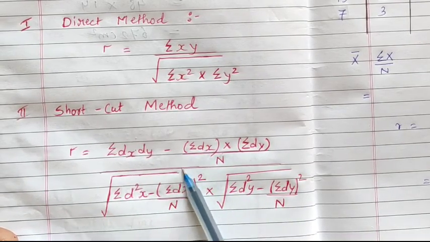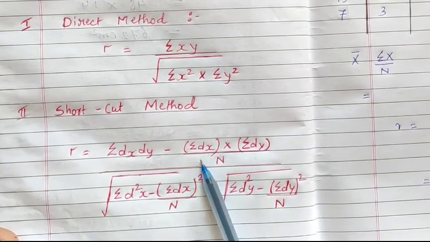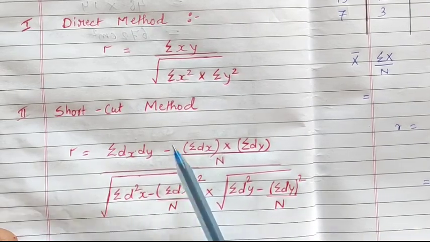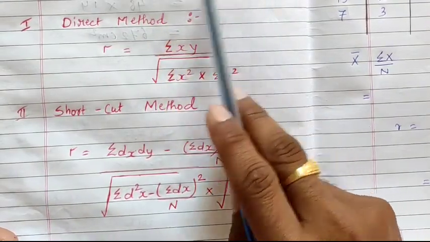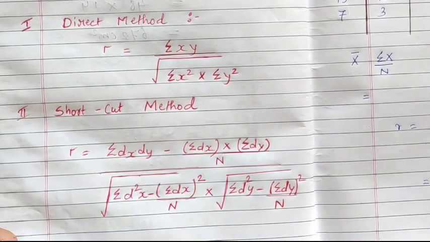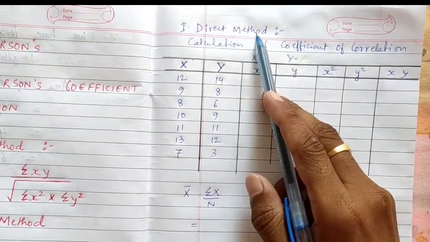So this is a bit tough formula, but to apply this formula it's very easy. How to apply this formula? I will solve one question based on this formula. First let us learn how to calculate Karl Pearson coefficient of correlation with the help of the direct method, that is with the help of this formula. So students, we will do one question of the direct method.